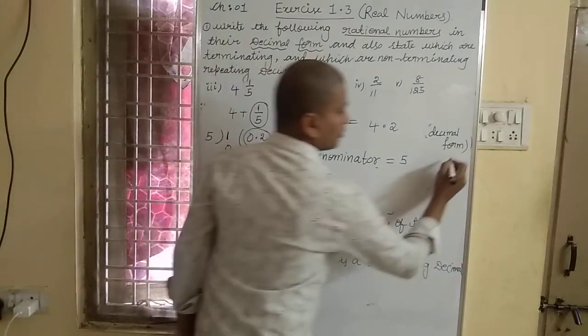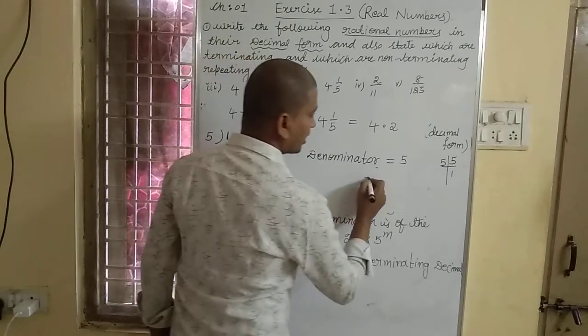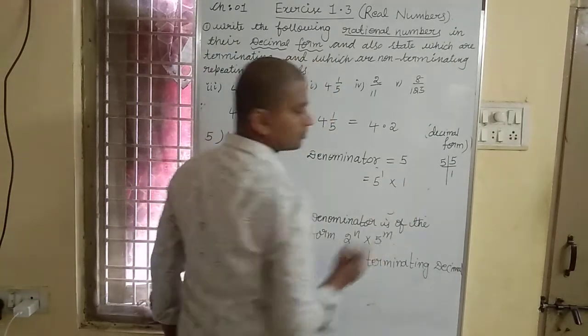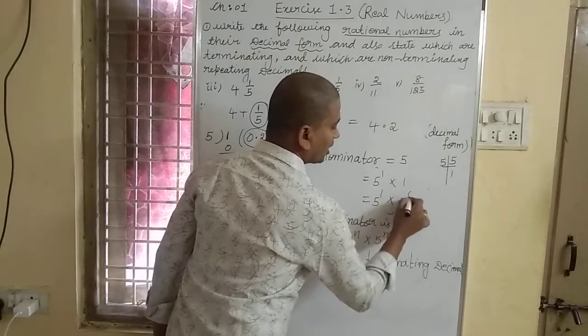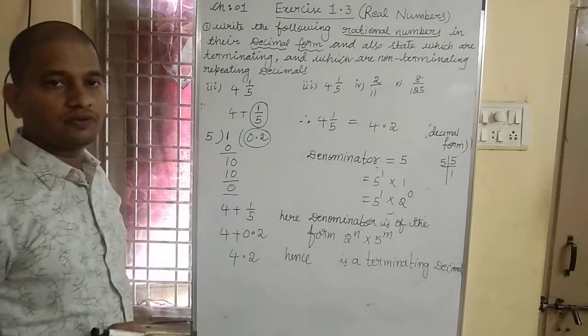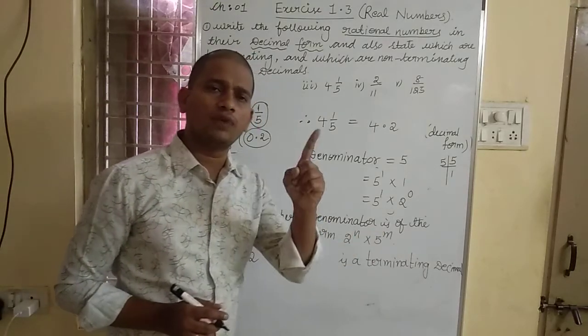Okay? Prime factors of 5. 5 × 1 is 5. I can write this as 5 over 1, into 1. I can write 1 as 2 to the power 0. Anything raised to the power 0 has value 1.